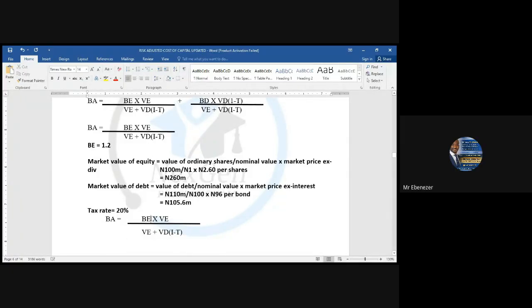So the beta for equity is 1.25. VE is 260. Okay, beta is 1.25. This is 260. Value of debt.